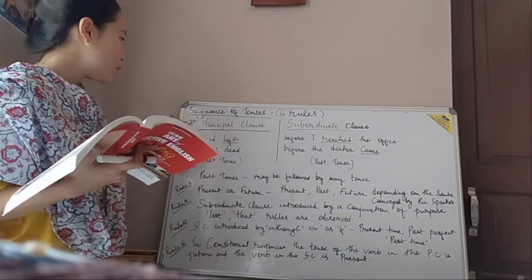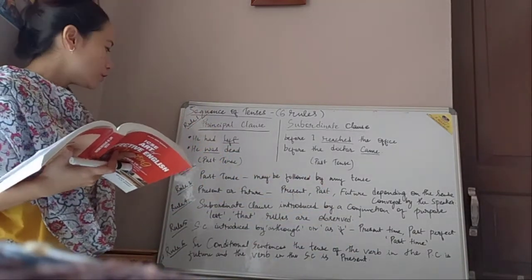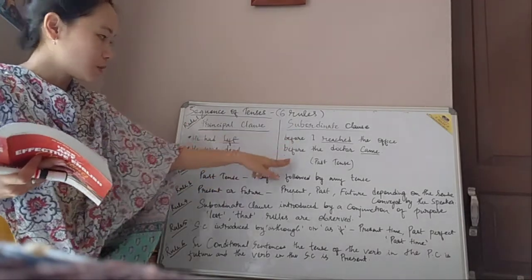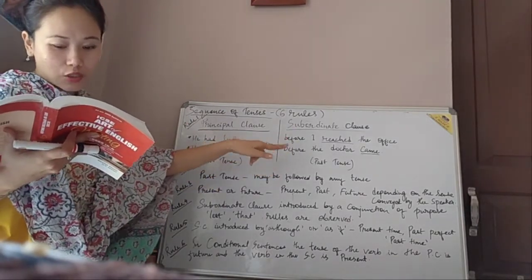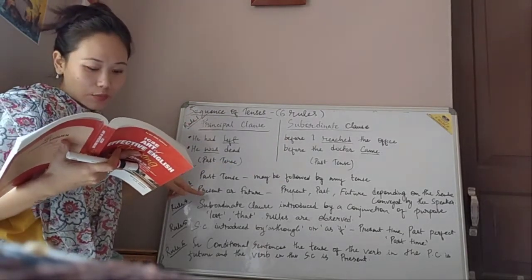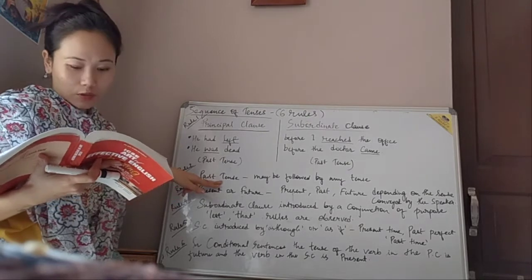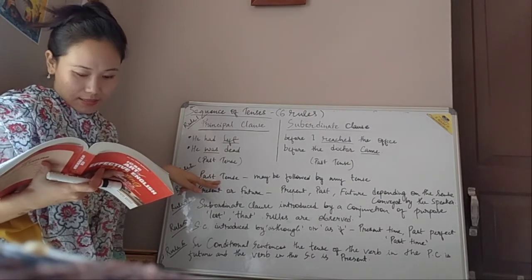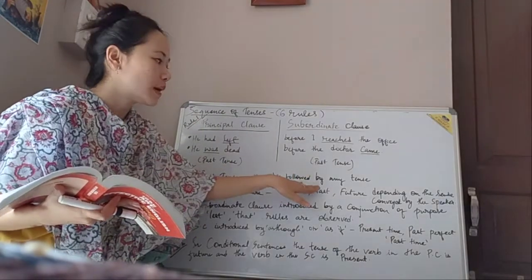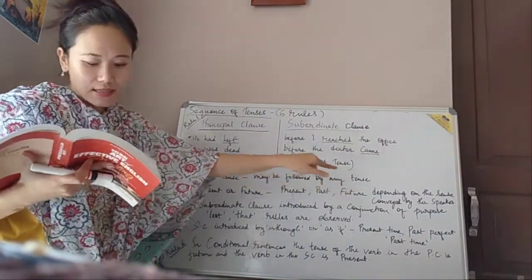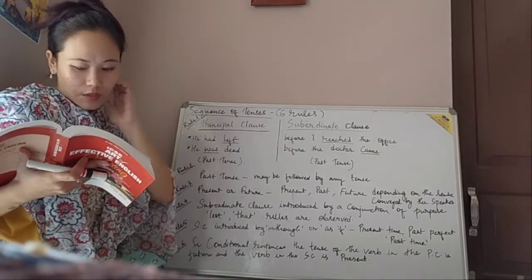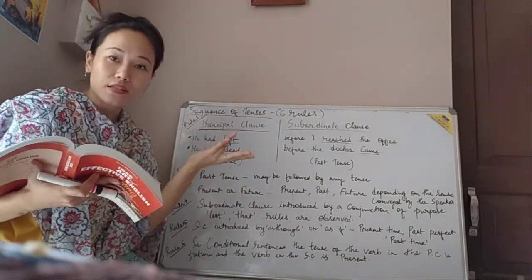That was rule number 1 and we have exceptions also. Now rule number 2: if the verb in the principal clause is in the past tense, it may be followed by any tense. That is, even if there is a past tense in the principal clause, it may be followed by any tense, that is present, past and future.